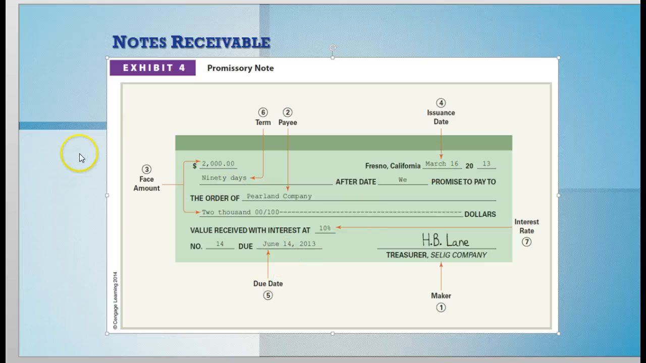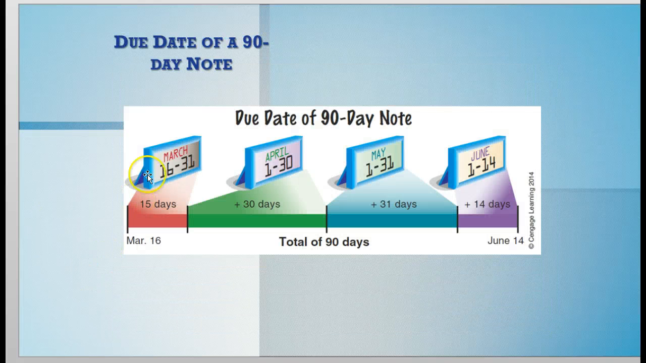So let's go see how they figured the days. From March 16th to 31st is 15 days. From April 1st to the 30th is 30 days. May is 1 to 31 days, and then June is 1 to 14 for 14 days, a total of 90 days. And that's how they're all figured.